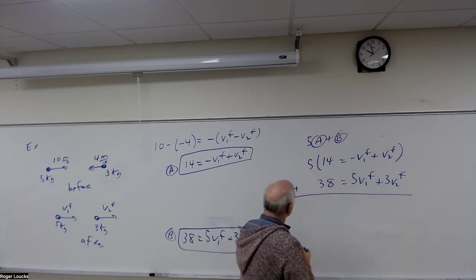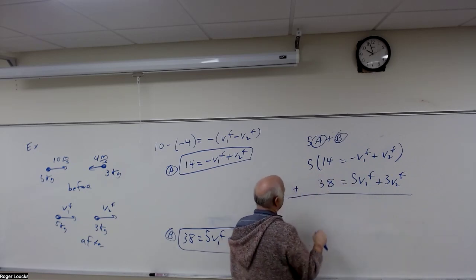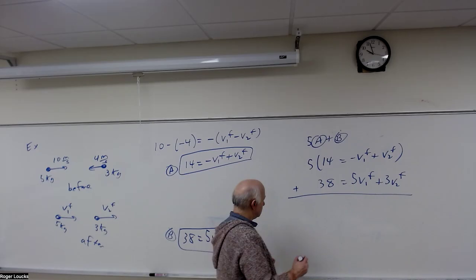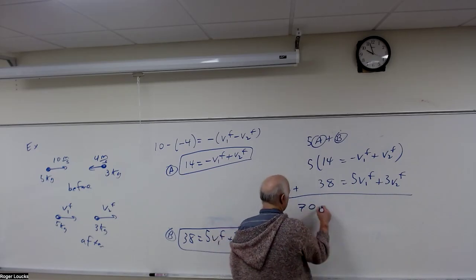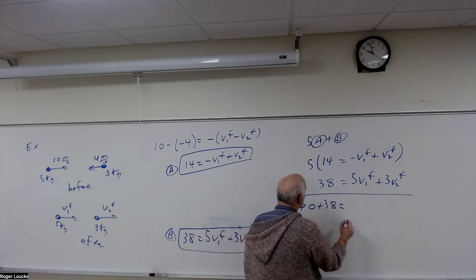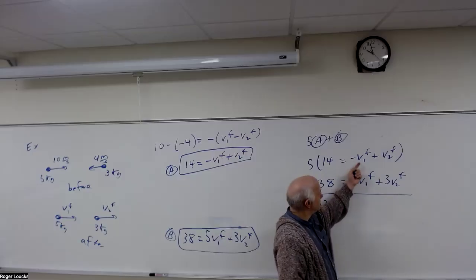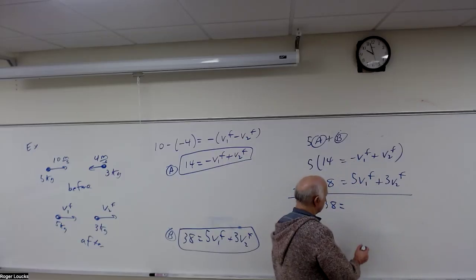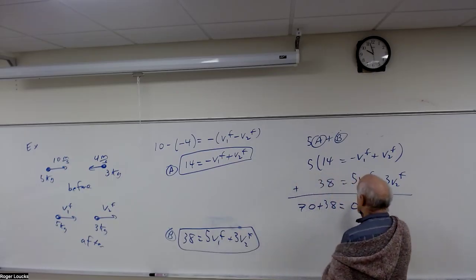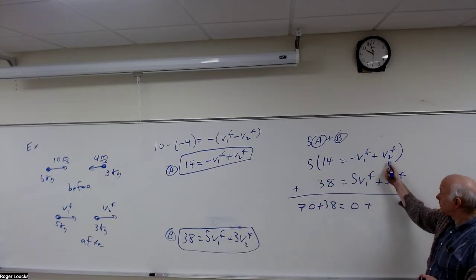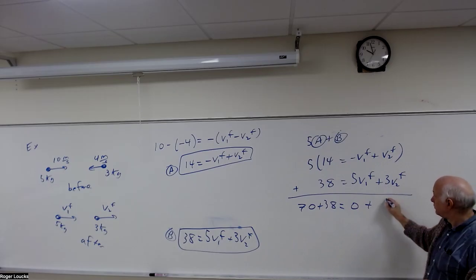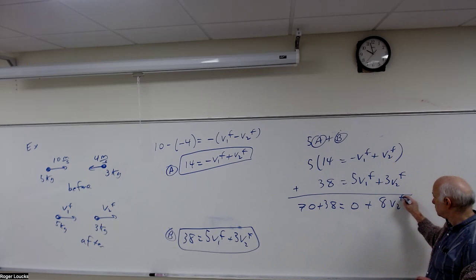So what does this give me? This gives me 5 times 14, which is 70. Sorry about that. Plus 38. Now I have minus 5V1 final. I add it to positive 5V1 final. I get the 0 here. Then this one is going to give me what? 5 times V2 final plus 3 V2 final. So this gives me 8 V2 final.